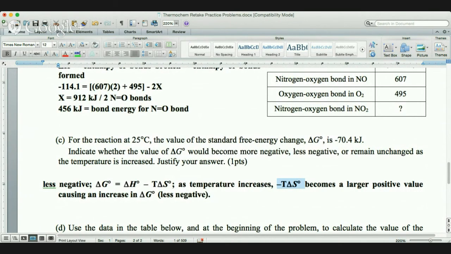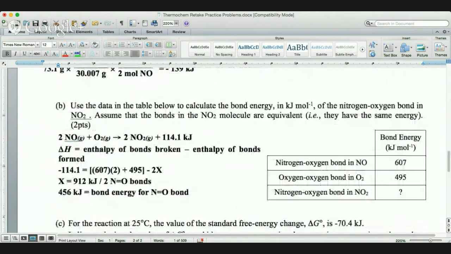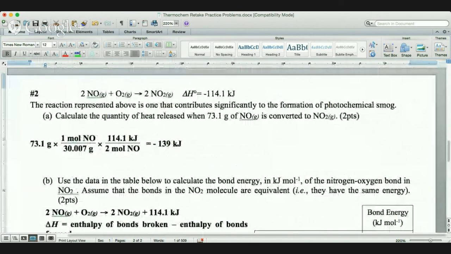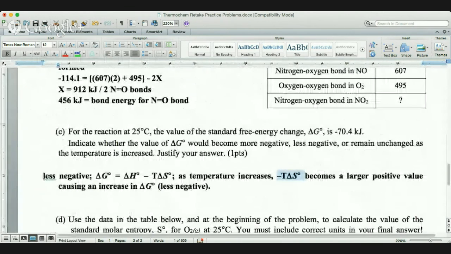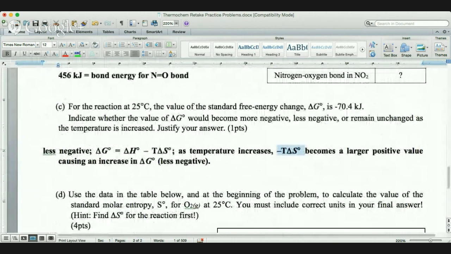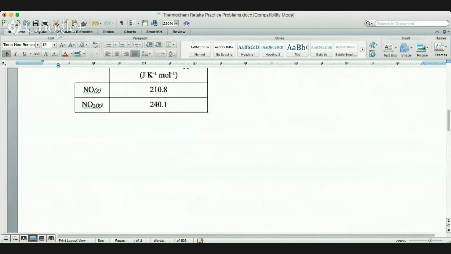T delta S: as the temperature increases, that value becomes larger because delta S is positive, since you went from 3 molecules of gases to 2 molecules of gases. So its delta S is positive. So it becomes a larger positive value, causing an increase in delta G, which is less negative. So I would accept either. I know that the AP readers would accept either explanation. So you can do it mathematically or conceptually with Le Chatelier's. Either one is fine.